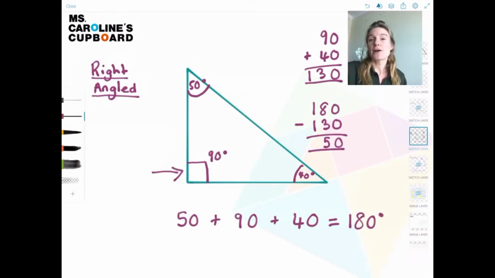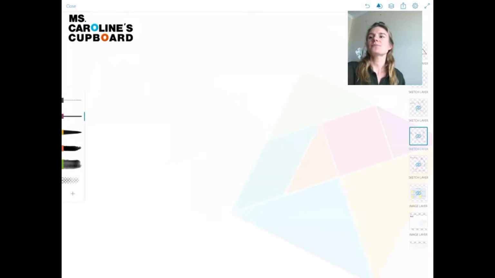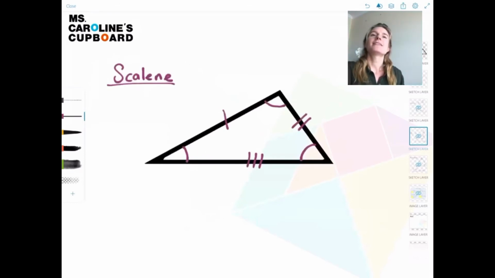So can you see our magic number for today's lesson? It has to equal 180 for it to be right. Well done. Hey, we're doing really well on this, aren't we? Here's this triangle, this scalene, with its three different sides and its three different angles. All right then, let's give this one a go.